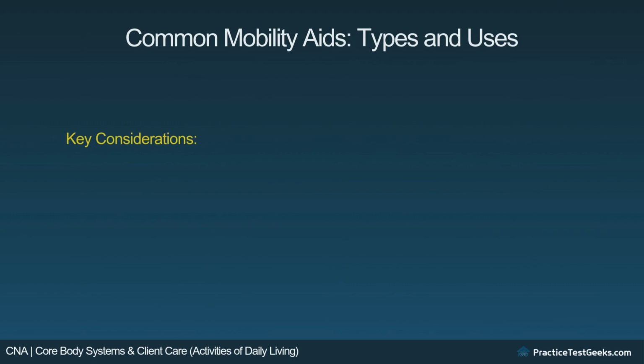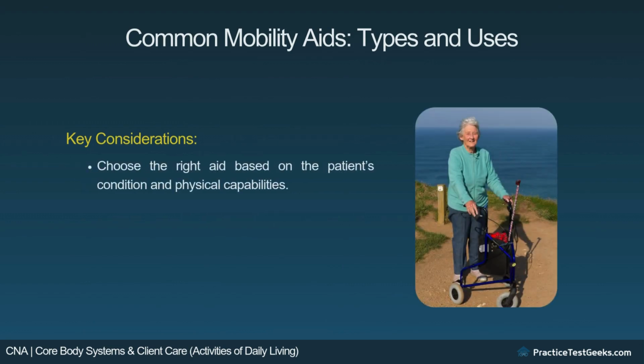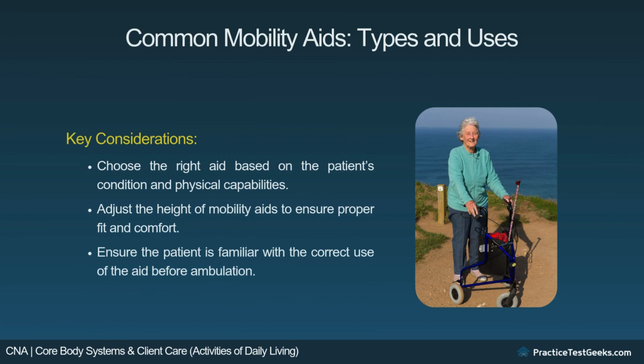Key considerations. Choose the right aid based on the patient's condition and physical capabilities. Adjust the height of mobility aids to ensure proper fit and comfort. Ensure the patient is familiar with the correct use of the aid before ambulation.